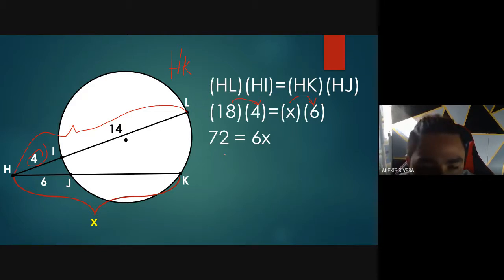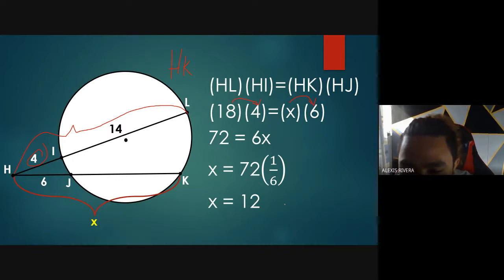After that, perform the operation, divide sa 6 or times 1 over 6. Then we will have 12 units. So then my question is, if this is 12 units, ilan ang sukat ng JK? If this is 12 units, what is the measurement of JK? Kasi minsan yun ang tanong, no? Okay, so that will be 6 units, ha?